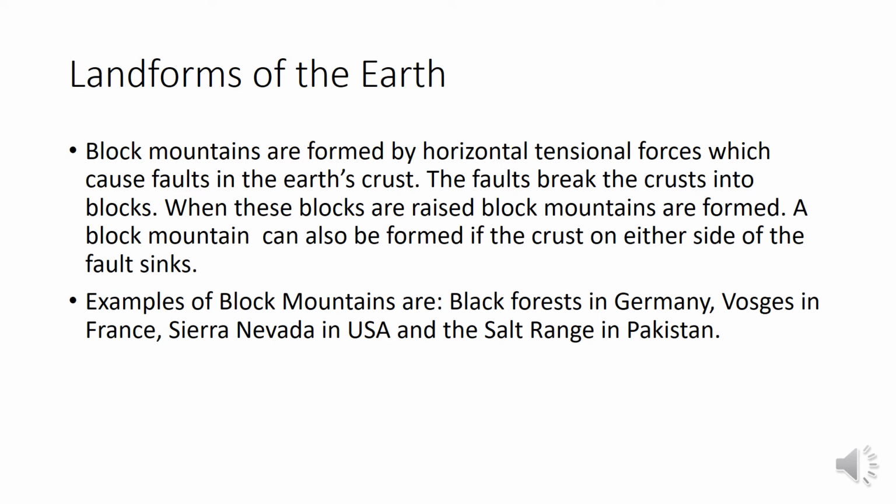Block mountains are formed by horizontal tensional forces which cause faults in the earth's crust. The faults break the crust into blocks. When these blocks are raised, block mountains are formed. A block mountain can also be formed if the crust on either side of the fault sinks. Examples of block mountains are Black Forest in Germany, Vosges in France, Sierra Nevada in USA, and Salt Range in Pakistan.